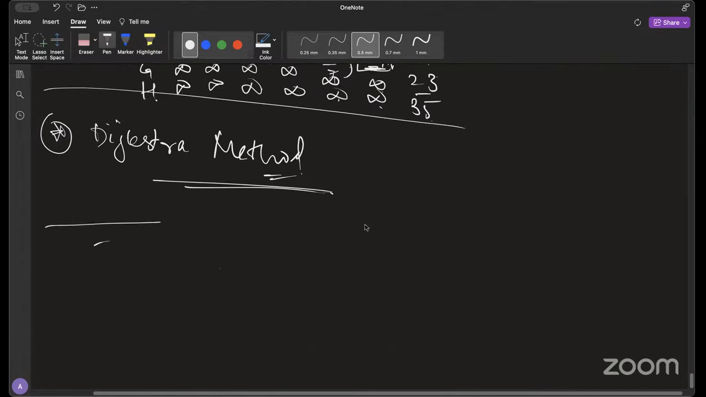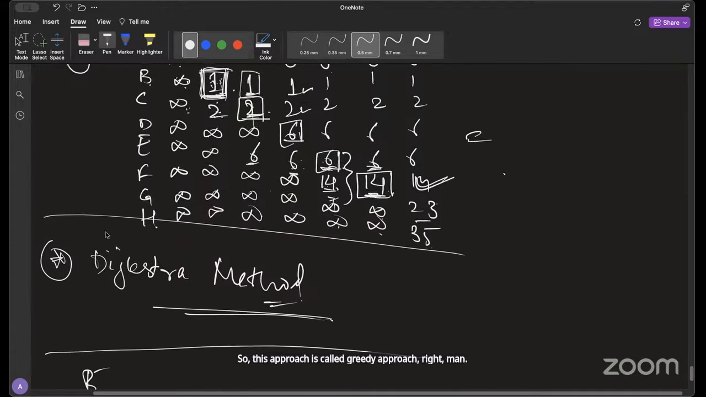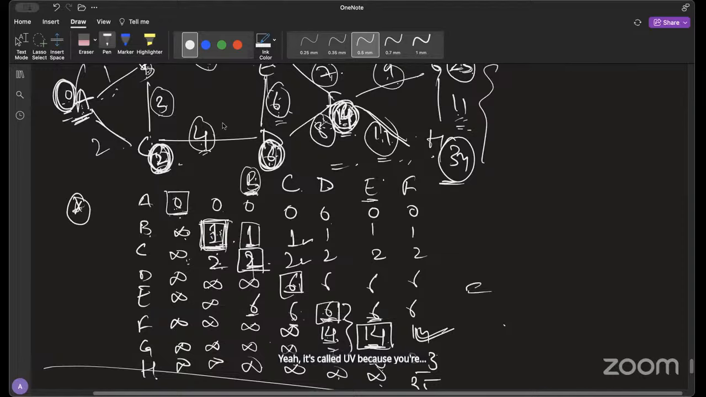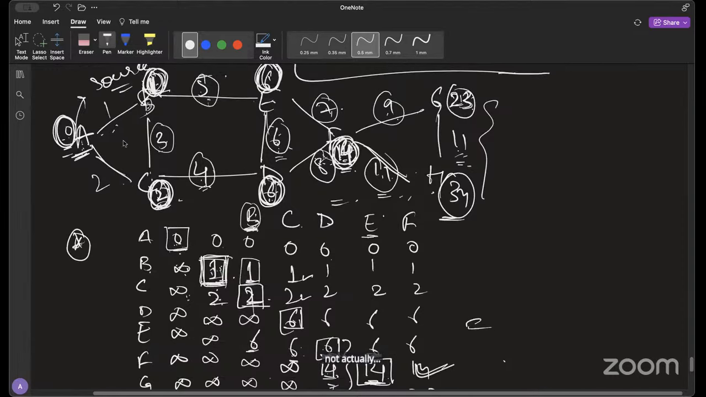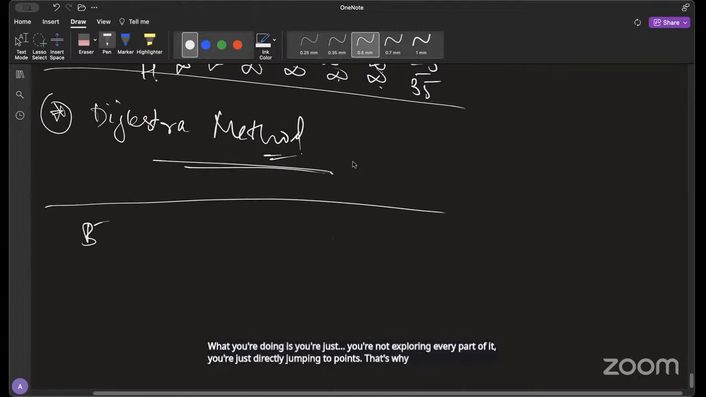So this approach is called a greedy approach, right, ma'am? Yeah, it's called greedy because what you're doing is you're not exploring every path. You're just directly jumping to points. That's why it's called a greedy approach.